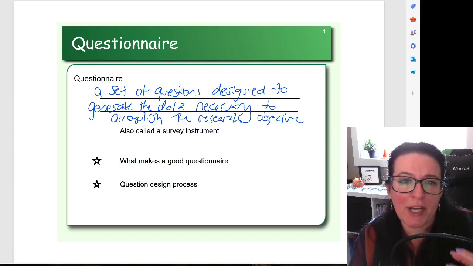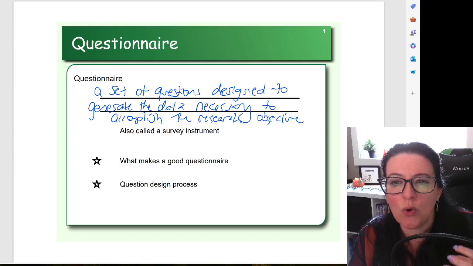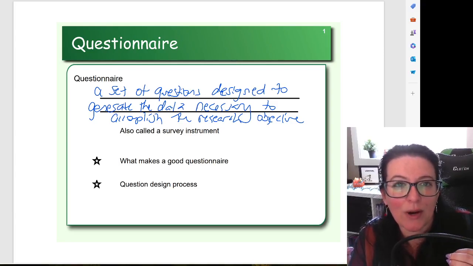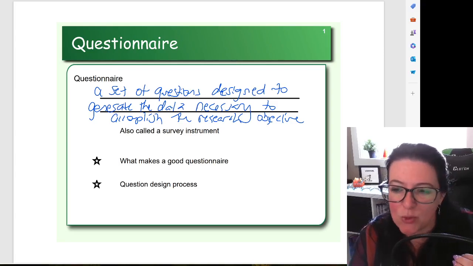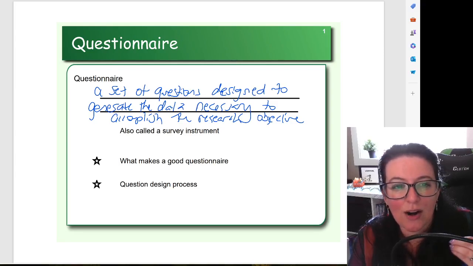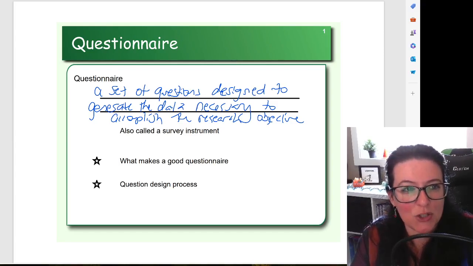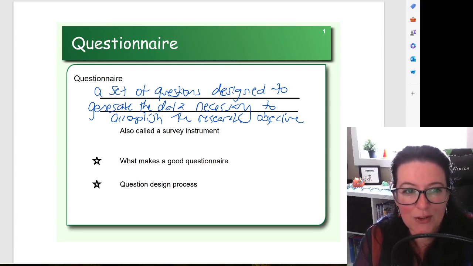And so our questionnaire needs to be designed to generate the data in order to accomplish those research objectives, and really just to give us data that the organization can use to make decisions. So we want it to be something that can impact the organization in terms of leading to action. So we want to make sure that we only ask questions that are necessary in order to direct that organization. So our questionnaire, that set of questions, is also called a survey instrument.